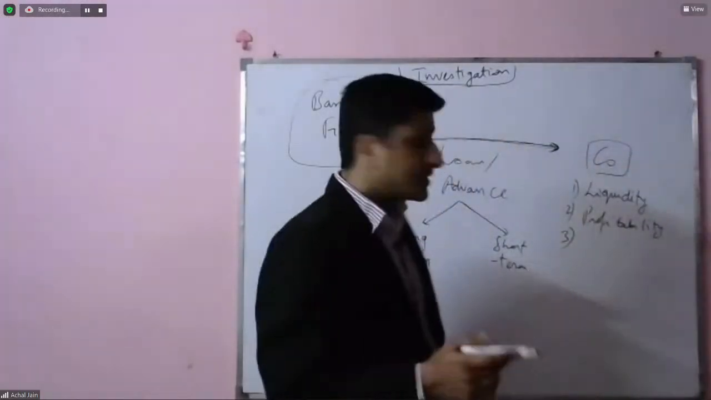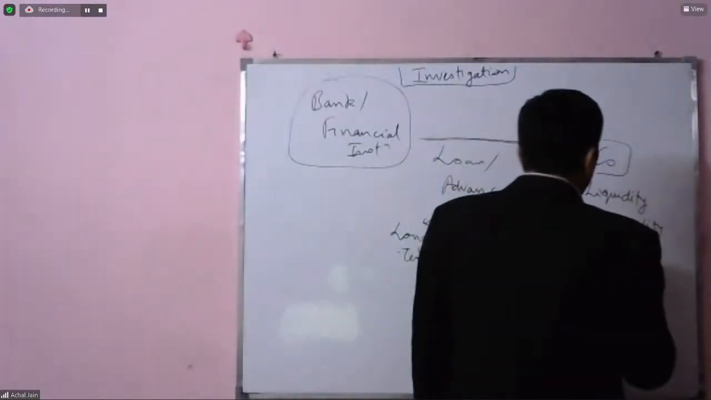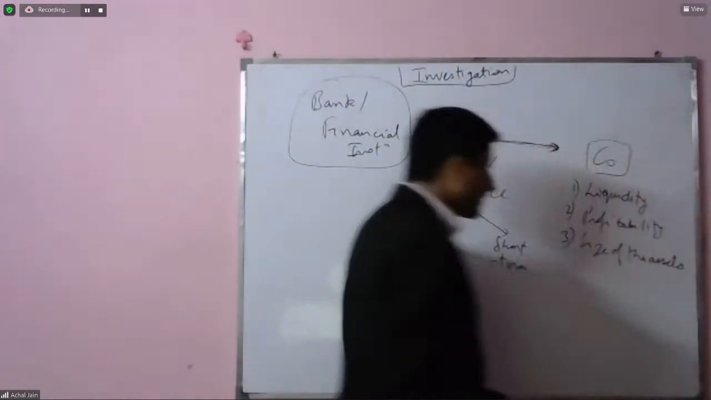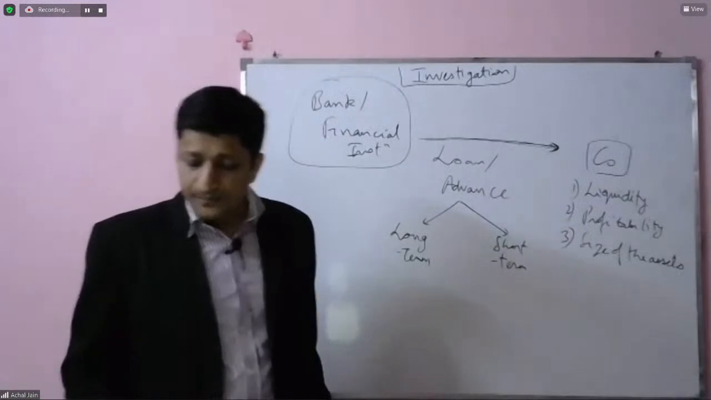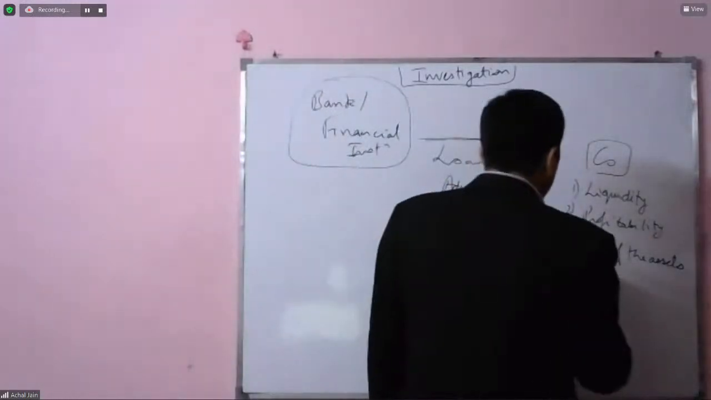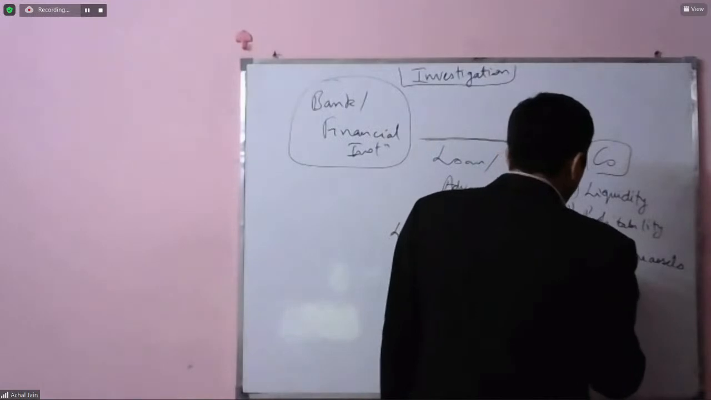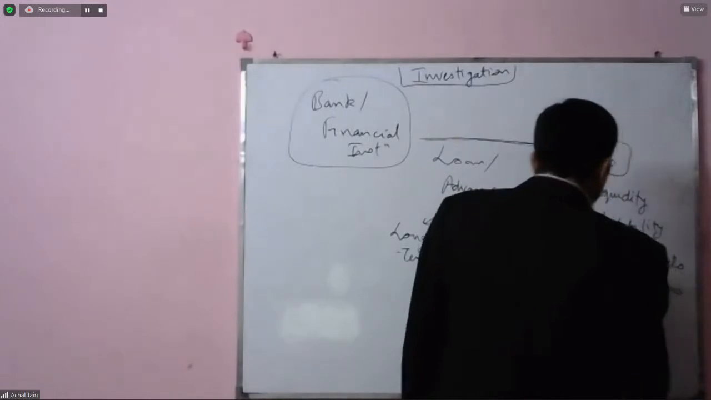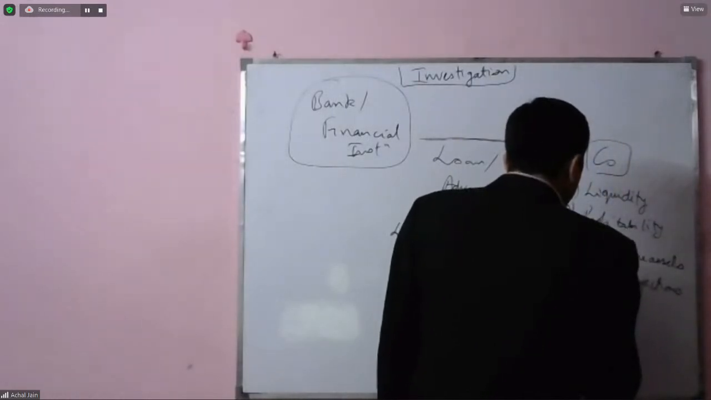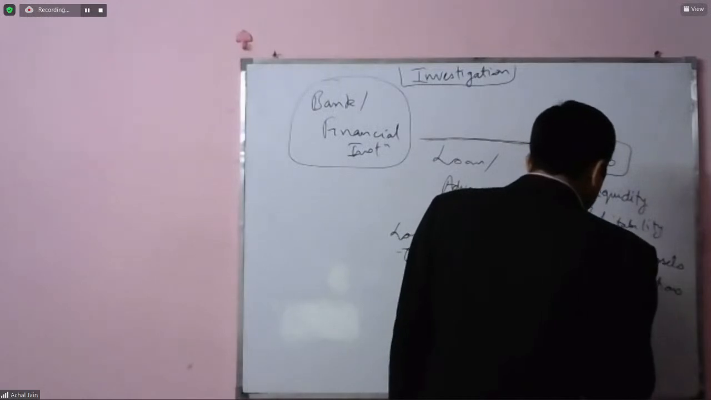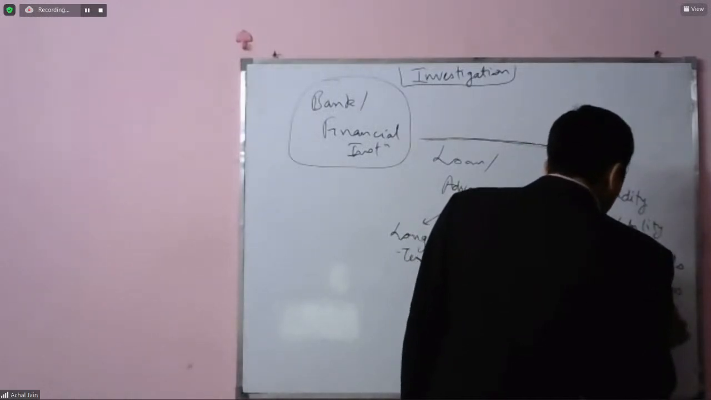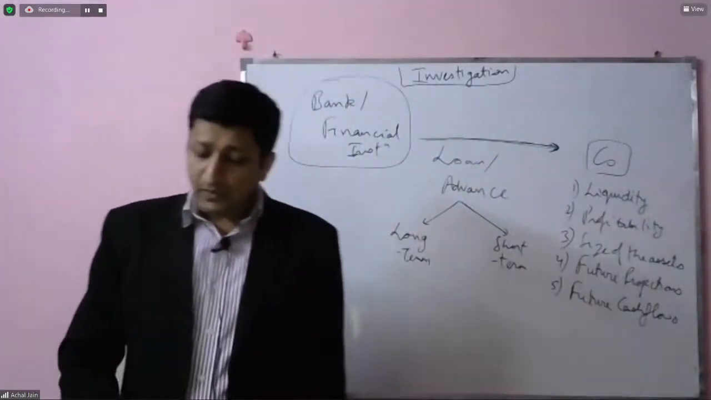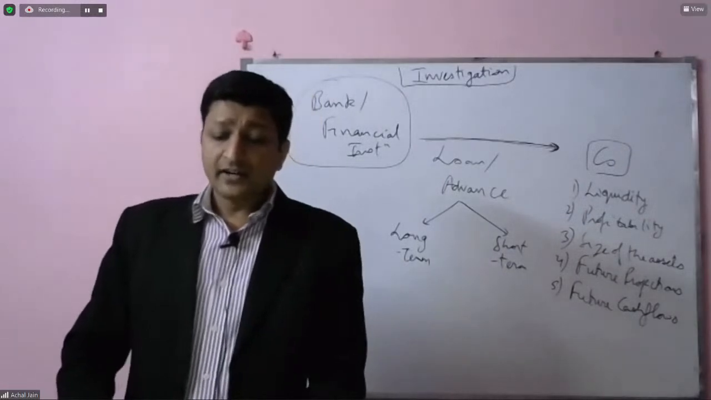Third, we can say is the size of the assets, because that will act as a security to the bank. Size of the assets, its future profitability, its future projections, future profitability, and in terms of future projections, its future cash flows. It's not only about the profits, it's also about the cash flows, whether those will be generated in future or not.